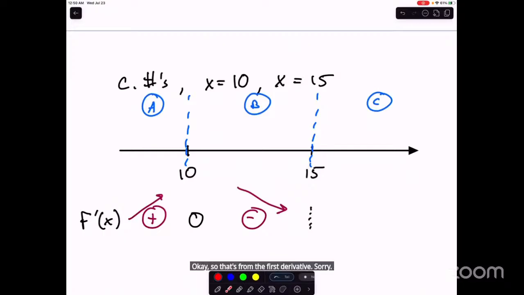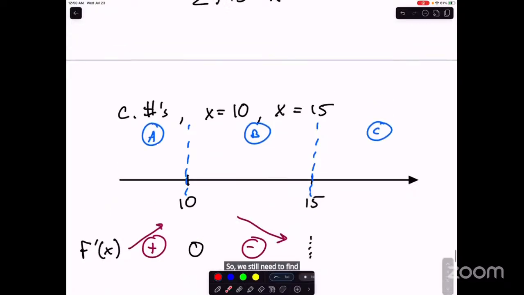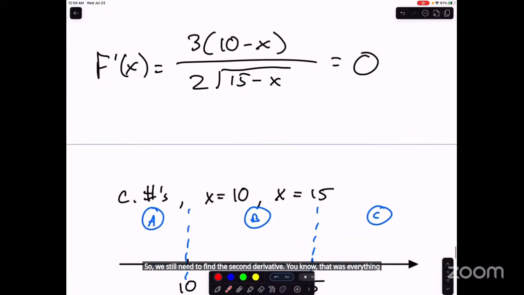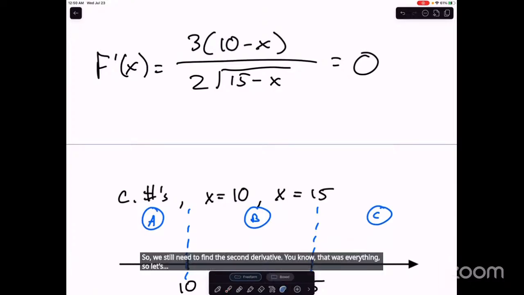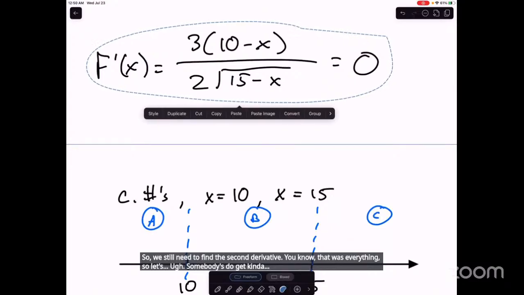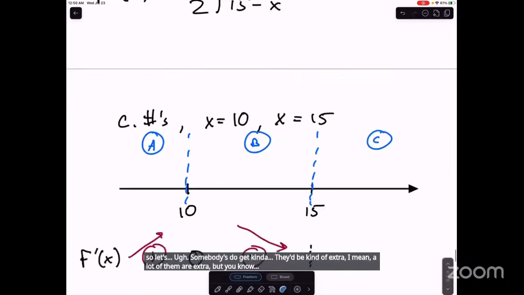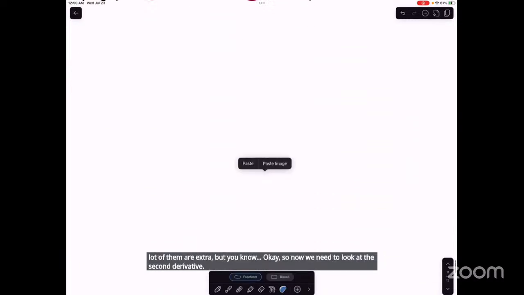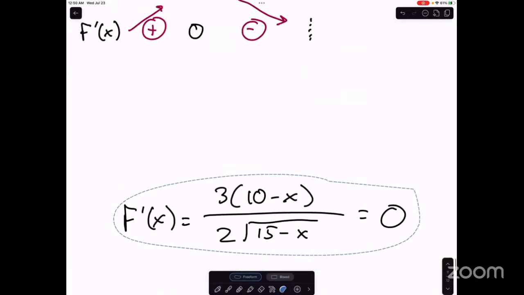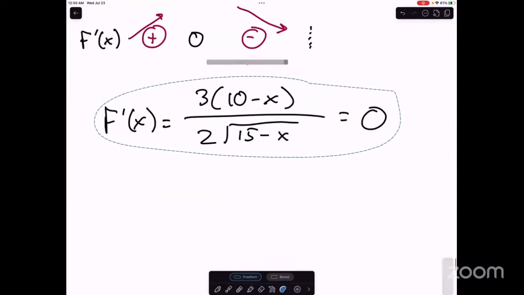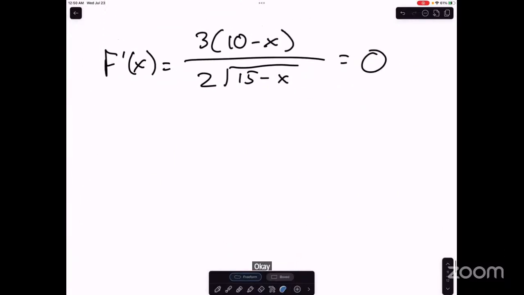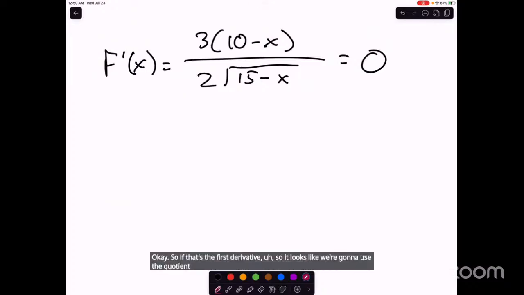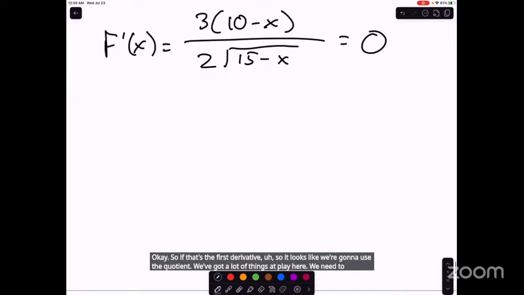So we still need to find the second derivative. That was everything. Some of these do get kind of extra. I mean, a lot of them are extra, but okay, so now we need to look at the second derivative. So if that's the first derivative, it looks like we have to use the quotient rule. We got a lot of things at play here.